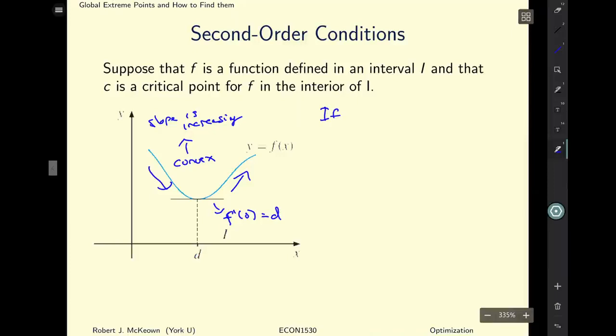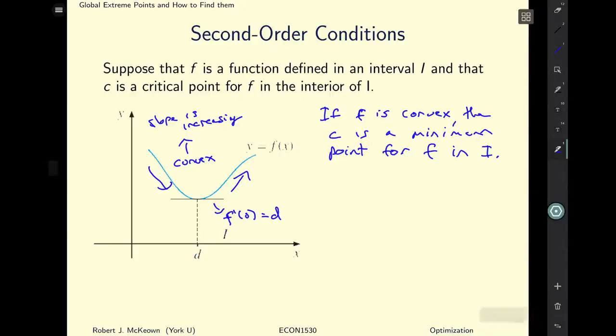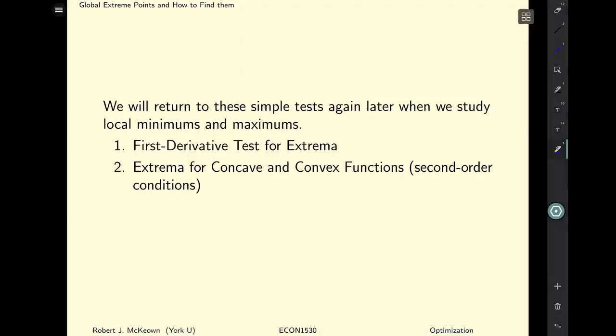And I can write, if f is convex, then C is a minimum point for f in the interval I. Oops, I guess I don't need to write the interval. I'll just use I. Now we'll return to these tests a little bit later when we look at local minimums and maximums. We'll actually do some examples together.